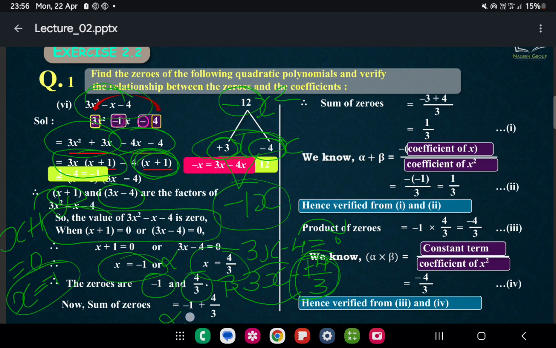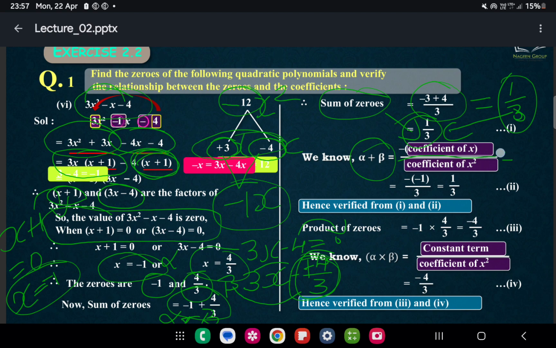Sum of the zeros, alpha plus beta, is equal to minus 1 plus 4 by 3. We have to take the LCM. So we will get minus 3 by 3 plus 4 by 3. Minus 3 plus 4 means you will get 1 by 3. That is the answer for the sum of the zeros. That is according to the formula alpha plus beta equals minus coefficient of x divided by coefficient of x square, that is equal to minus b by a.